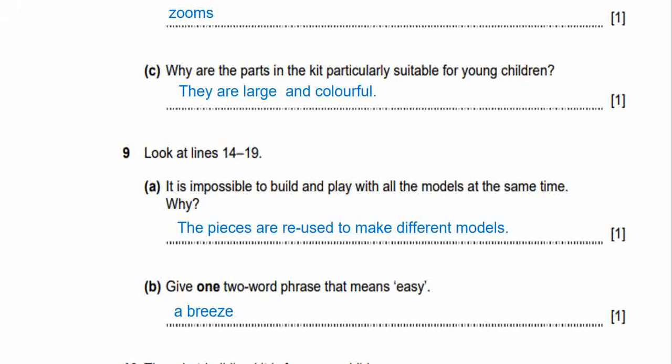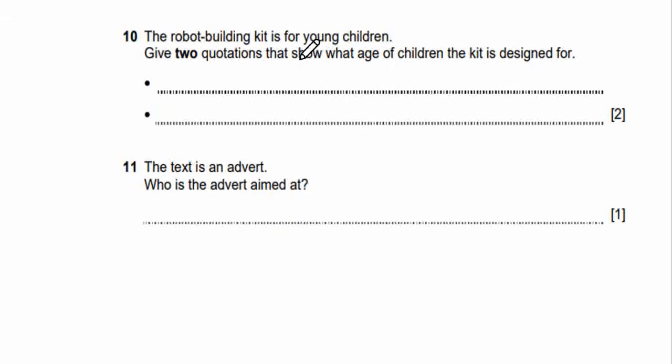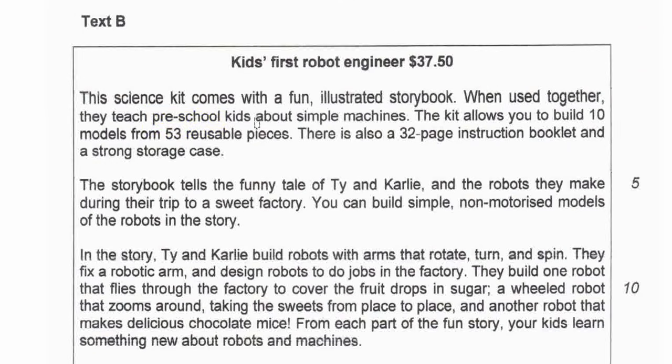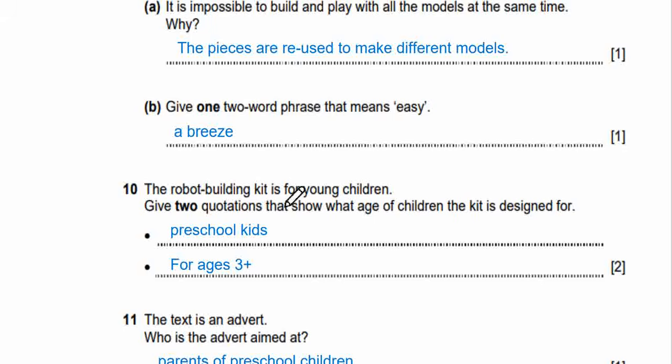Next, question 10. The robot building kit is for young children. Give 2 quotations that show what age of children the kit is designed for. So if we see from the passage, we can see that for ages 3 plus and preschool kids, that will be that. Let's type that down. So this is our answer: preschool kids and for ages 3 plus.